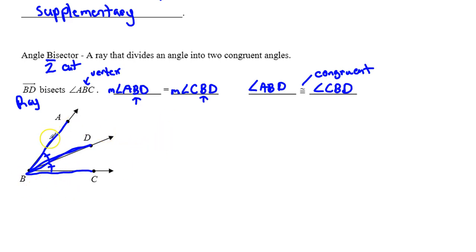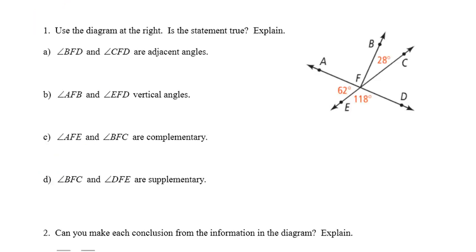Okay, so that's an angle bisector. It divides an angle into two congruent angles. All these definitions are important, and it's important that we realize they're specific. Okay, so we're going to look at some examples here. Use the diagram at the right. Is the statement true? Explain. All right, so here's where you want to have your highlighter or colored pen out. This is going to help you get this clear.